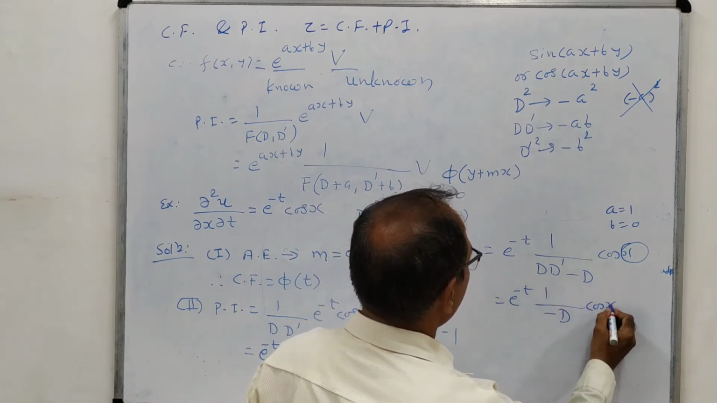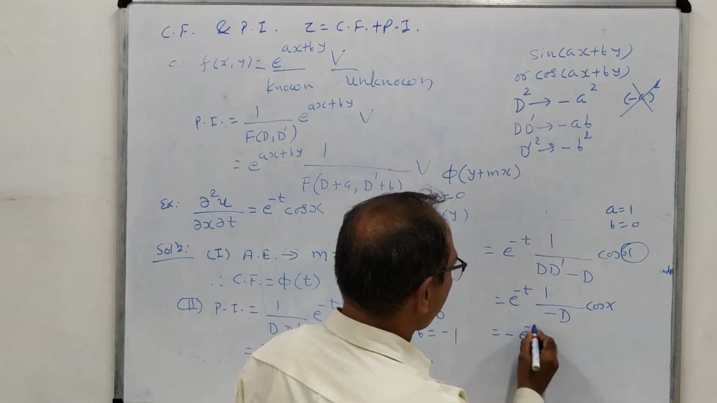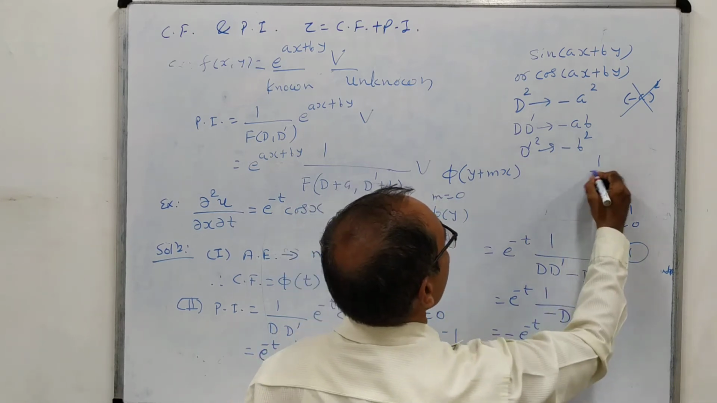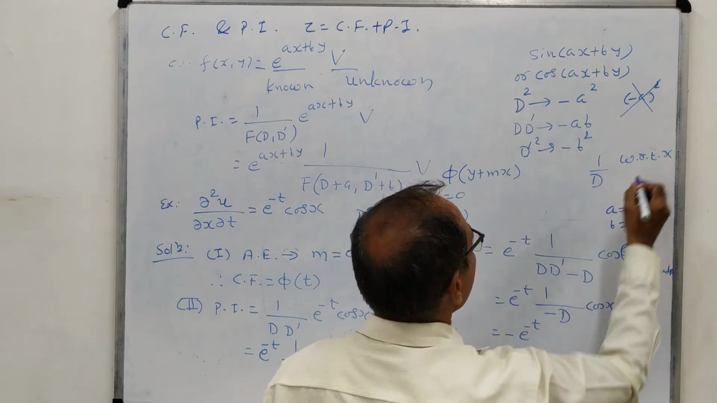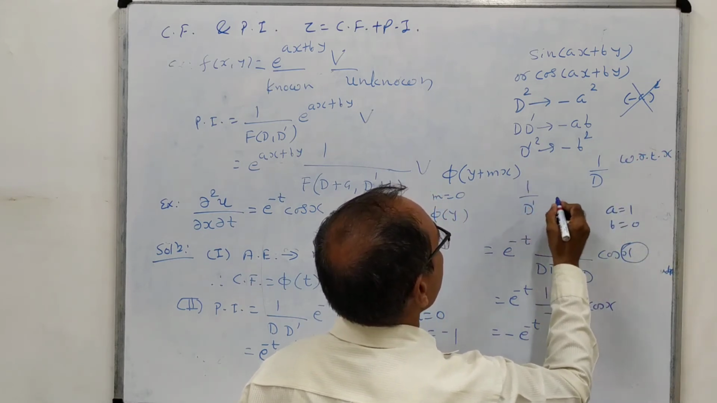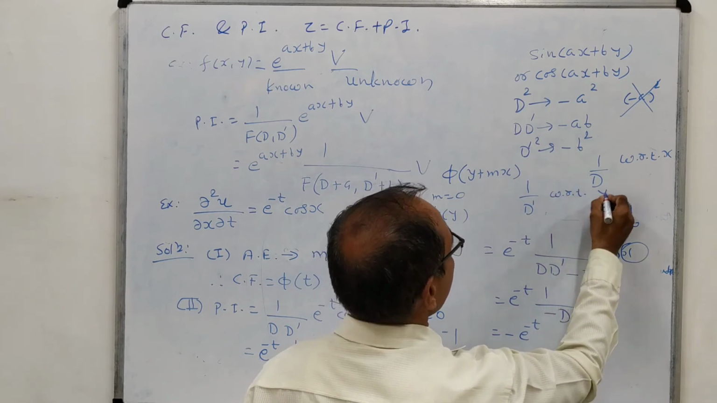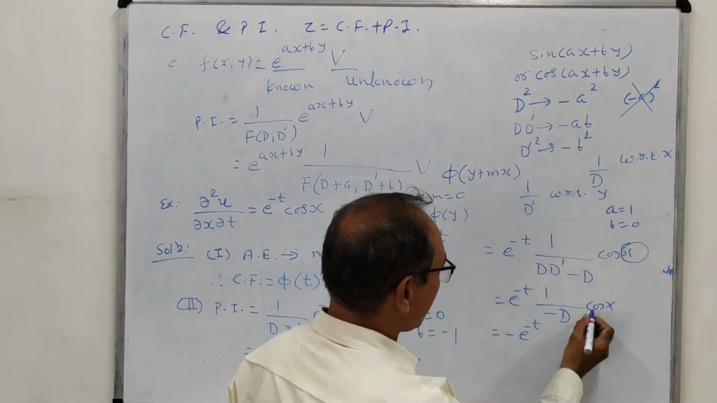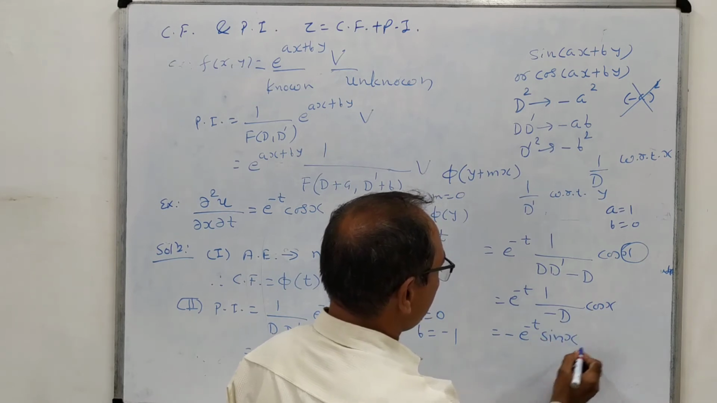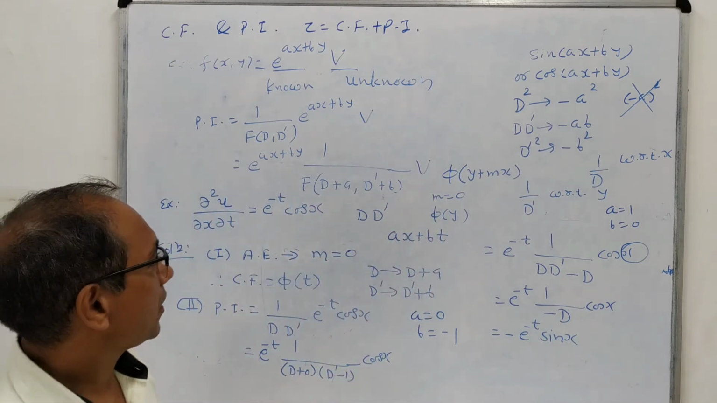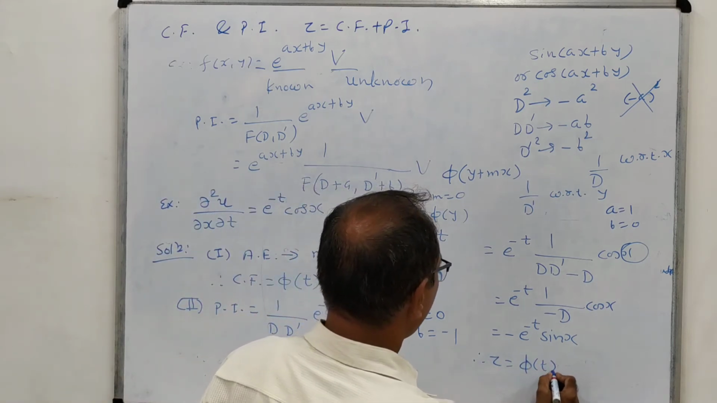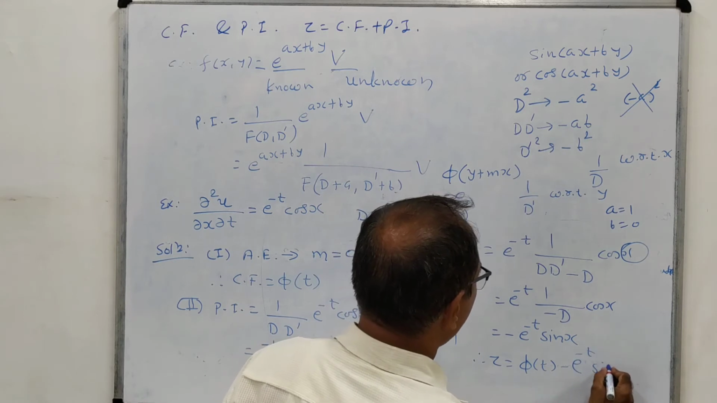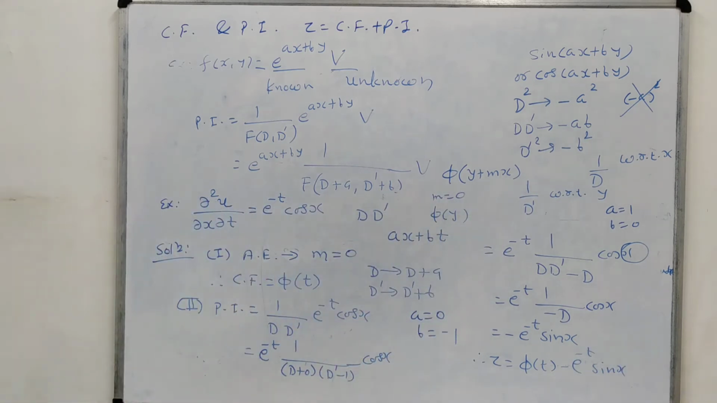This is 0, cos x, and the minus sign we take outside: minus of e raised to minus t, and 1 upon D. 1 upon D, I told you that it is the integration with respect to x, and 1 upon D dash is the integration with respect to y. In our case, it will be with respect to t. So 1 upon D, integration with respect to x, gives sin x. So it is completed. It is PI, and therefore z equal to CF plus PI. CF is phi of t, and PI is e raised to minus t sin x. So this is our solution. You can see very easily.